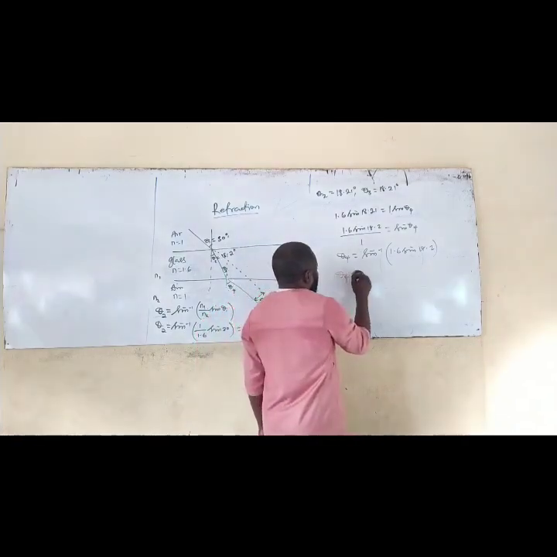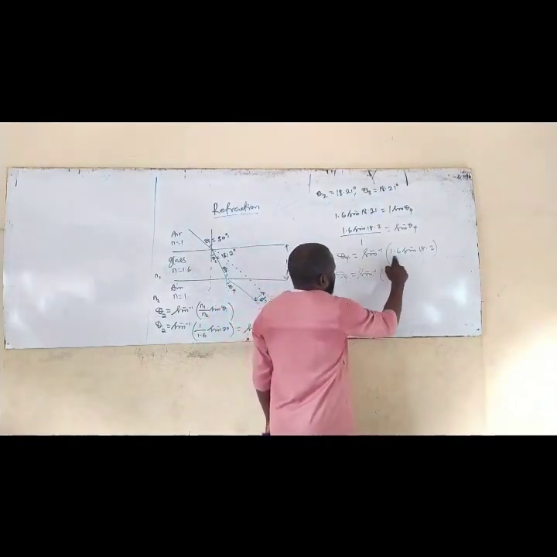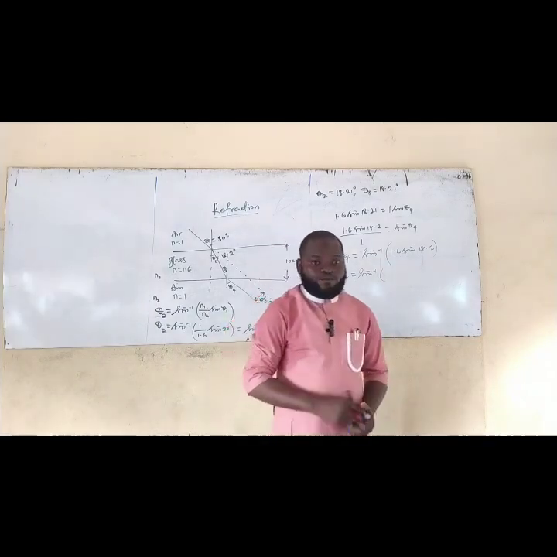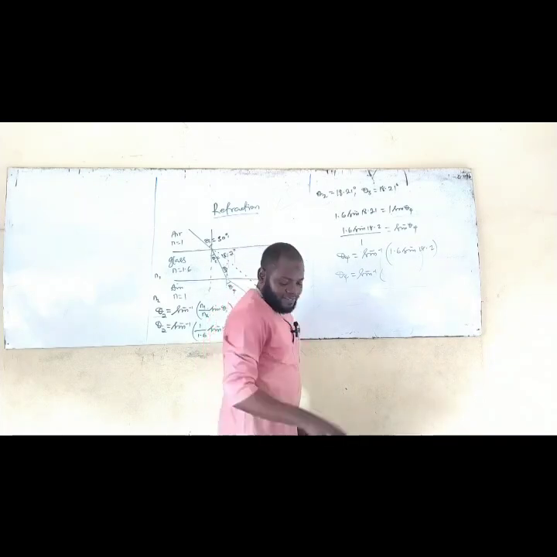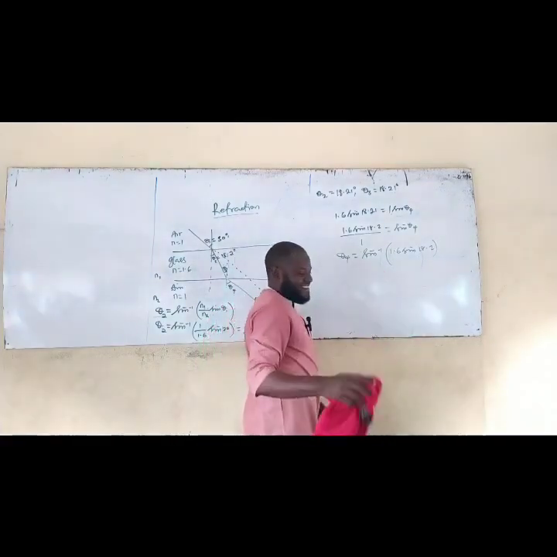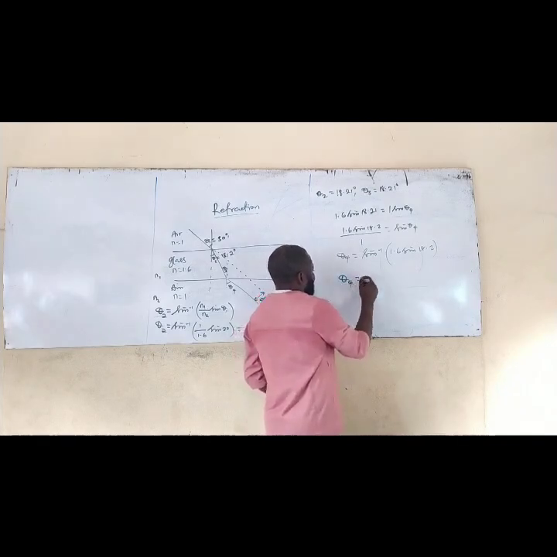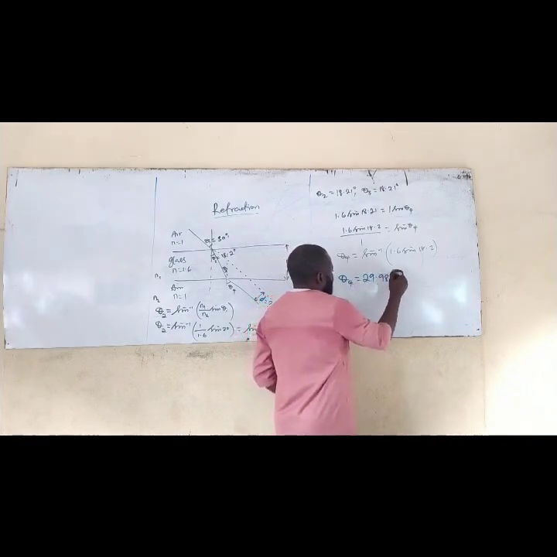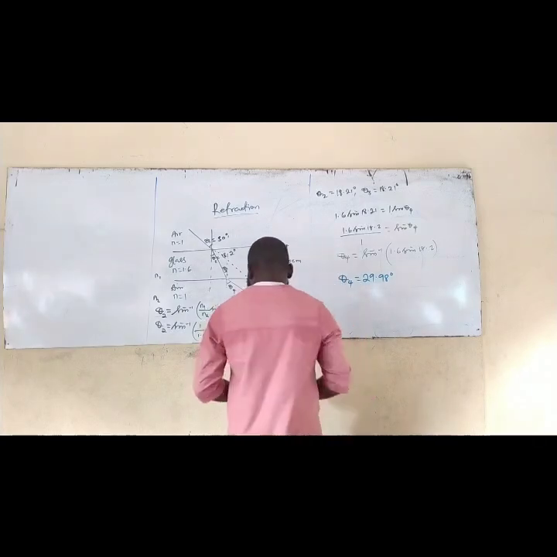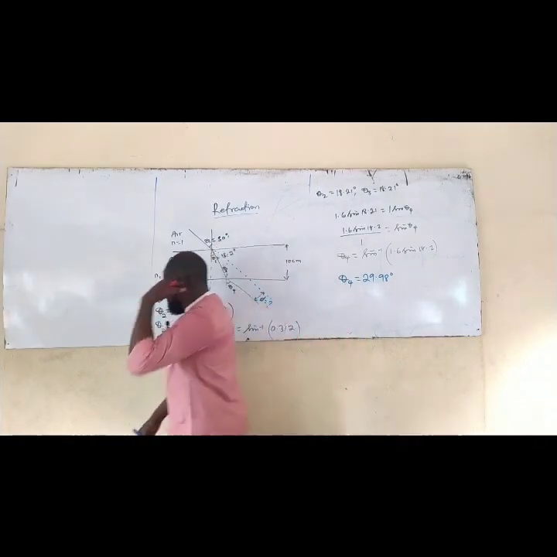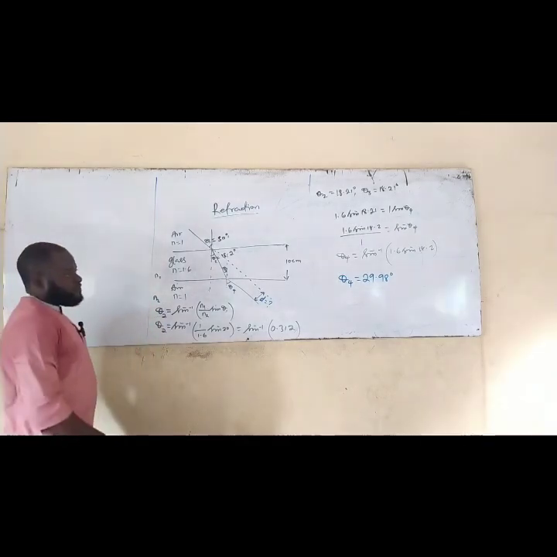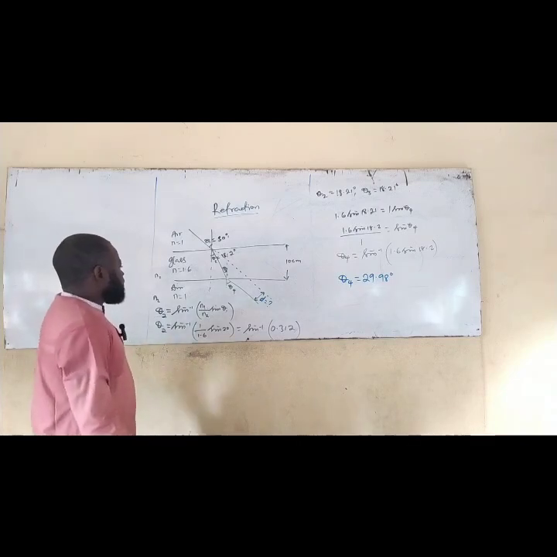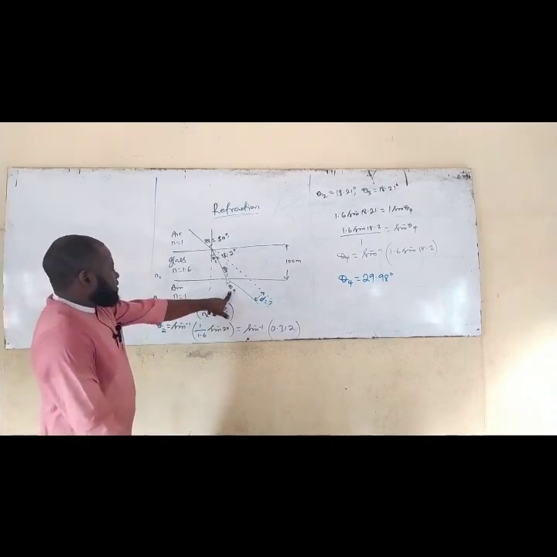So what will be our result now? Arc sine of 1.6 sine 18.2. Okay, so what is the final answer? 29.98 degrees. It's dangerous to approximate when you have not arrived at the final answer. Be careful. Are you sure of what you've gotten? Okay, so if that is the value for theta 4, then I think we are good to go now.